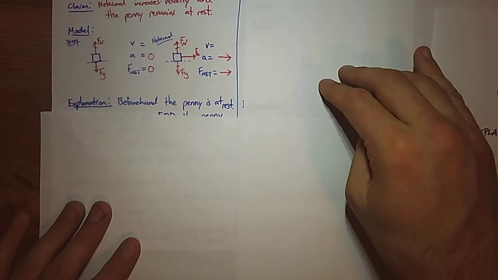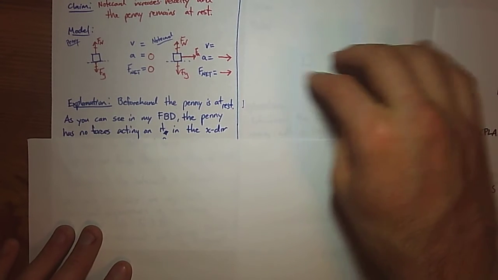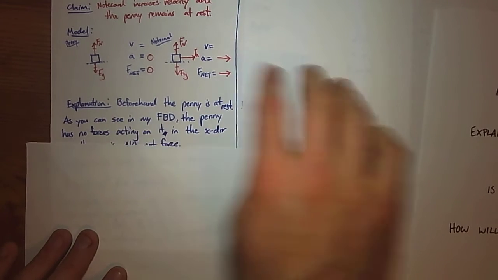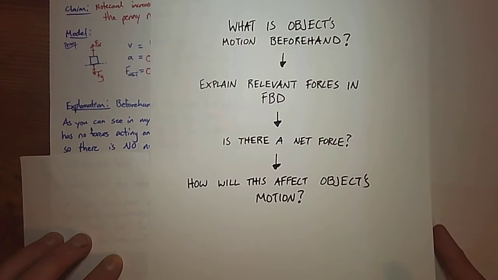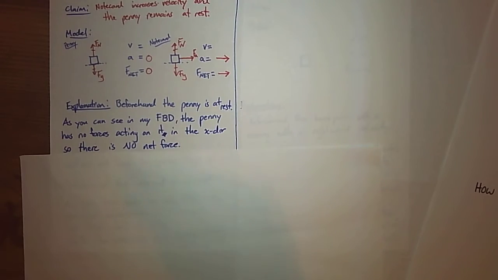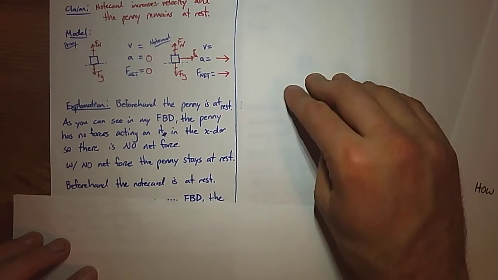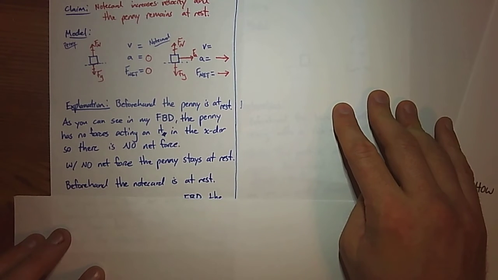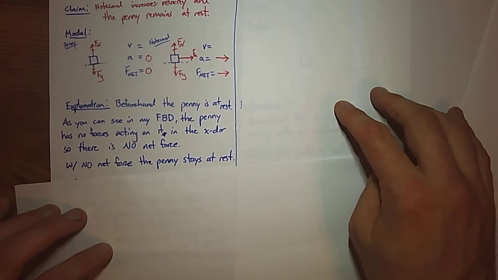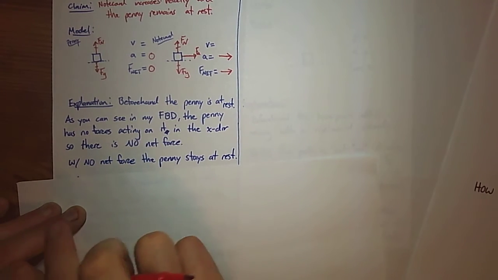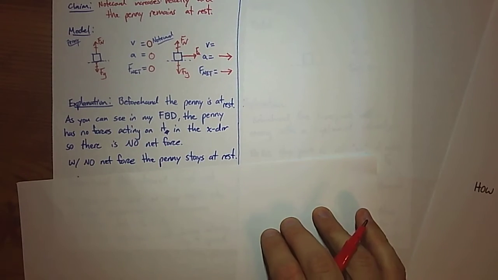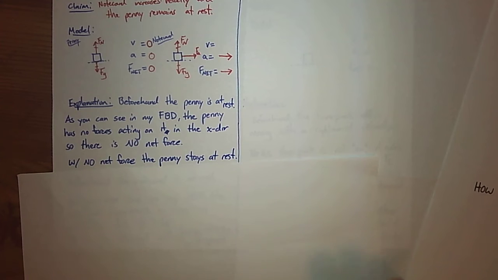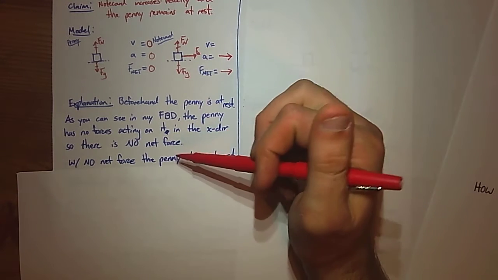First off, beforehand, the penny is at rest. That's what it's doing beforehand. And as you can see in my free body diagram, the penny has no forces acting in the x direction, so there's no net force. So at this point, I've actually hit the 3 parts of my logical progression. Then as a result, with no net force, the penny stays at rest. And that's it. Notice that this one's a little bit less complicated, but this one would work too. I usually like giving a little bit more explanation about Newton's first law, but you actually hit all the points with this one. So this is the explanation for the penny.